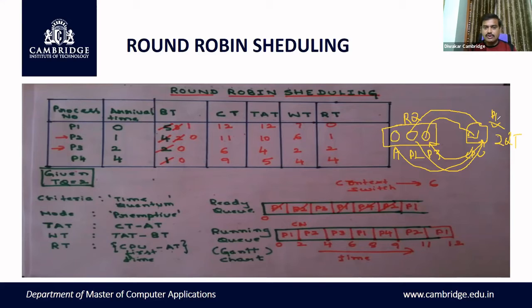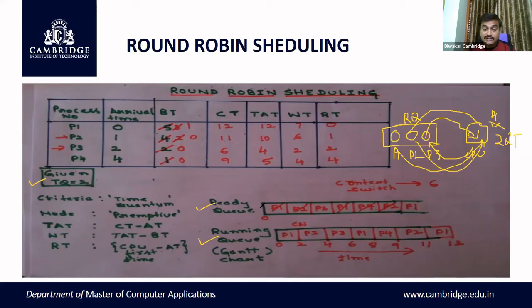Here in round robin scheduling, the time quantum will be given. After the time quantum is over, the particular process will be preempted. Now you just see what happens here. I'm going to maintain two queues: the ready queue, and one more that we call the running queue. We have given a time quantum of 2.